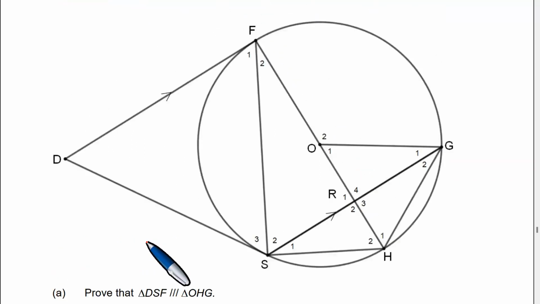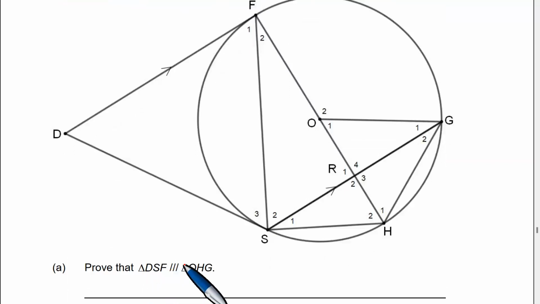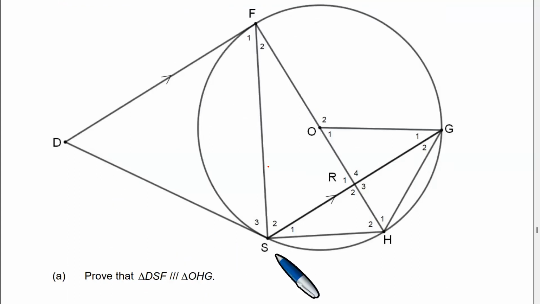Prove that triangle DSF is similar to triangle OHG. So you have those triangles that are similar. To prove that these triangles are similar, you need to prove that they are equiangular triangles. This is a very nice question.